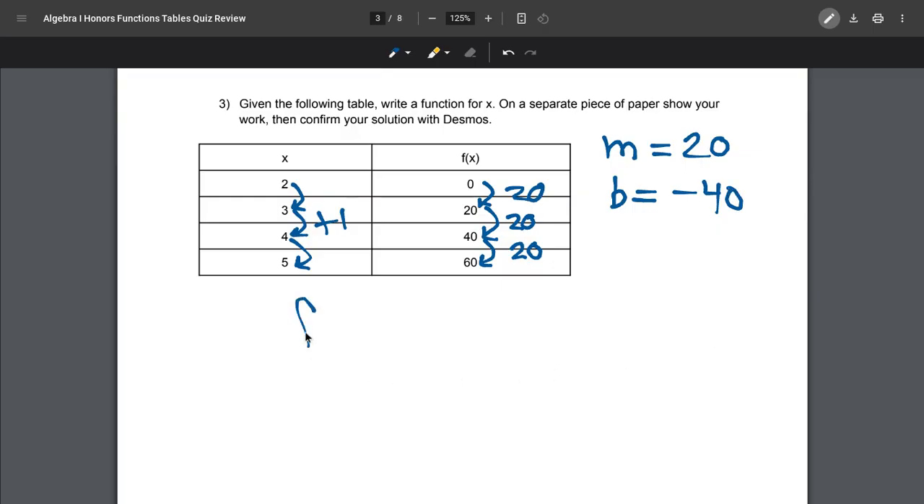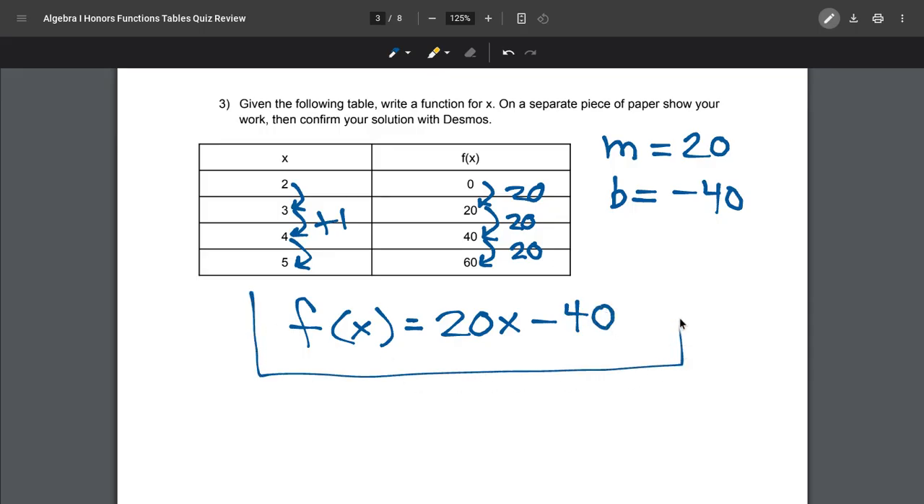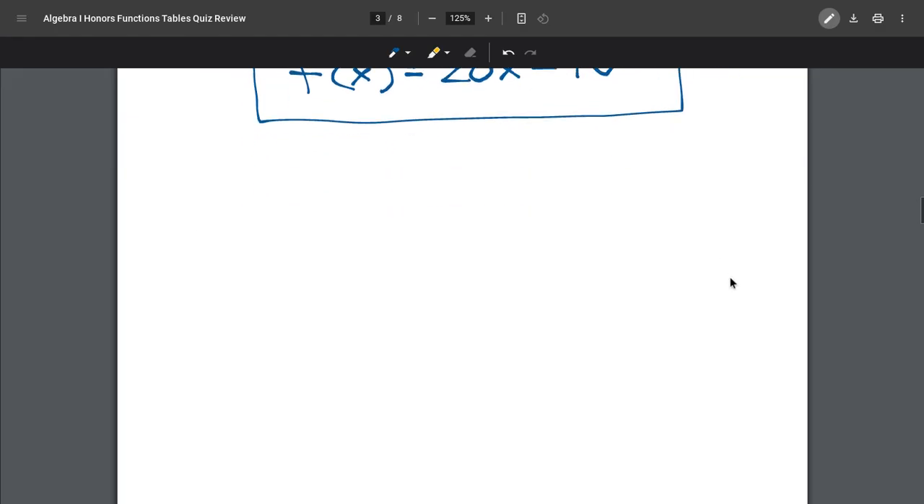So our function is f of x equals 20x minus 40. And there we go. All right, so that's it for that one. All right, let's keep going.